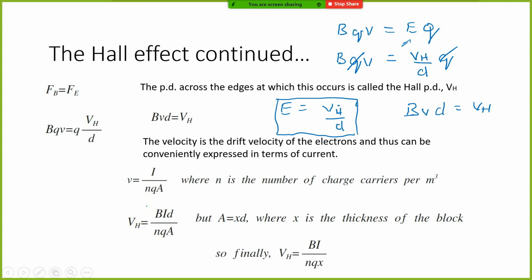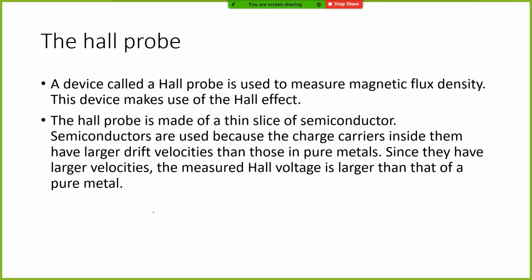Let me just see what's next. So this is kind of like the final equation, so to speak. But if you remember this one, you are on your way to winning the gold medal. But you should also remember that the velocity of the electrons is what we call the drift velocity, and that is essentially equal to I divided by N times Q times A. I know it's a lot of information, but we are at the end of this part though.